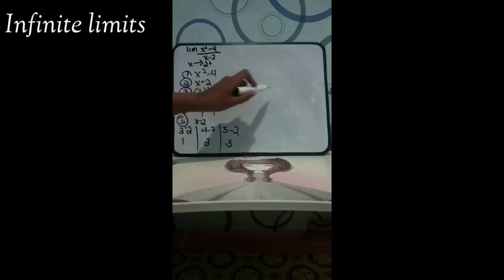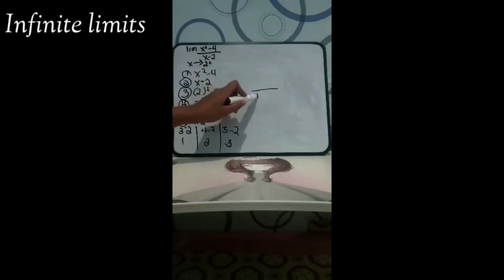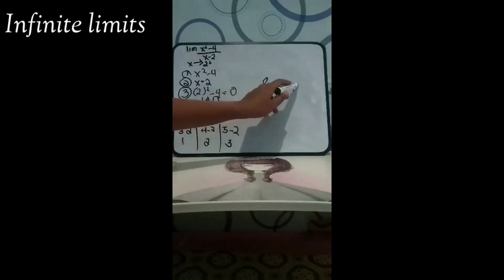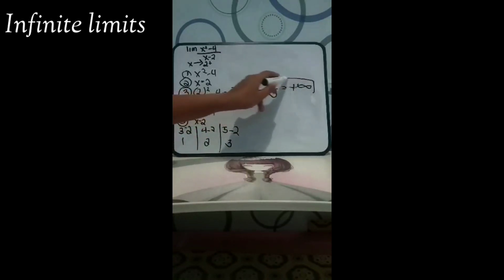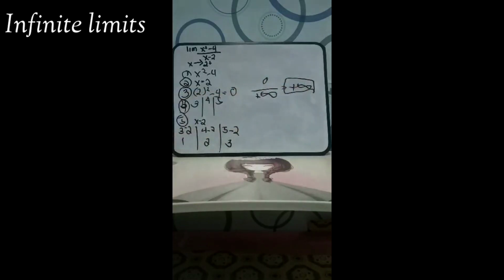Puro positive ang denominator natin. We conclude na positive ang magiging infinity. So, kunin natin ulit si numerator na which is 0. Ang magiging sagot natin ay positive infinity, kasi 0 divided by positive infinity is equal to positive infinite.